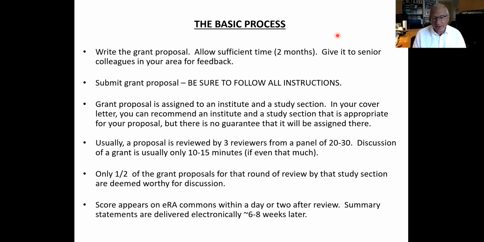There's 2 types of scores that you get. You get a priority score that ranges from 10 to 90, 10 being the best. And this reflects the average score from the study section. So after the grant is discussed, basically everybody votes on a score, okay? And that's done privately, and then those scores are averaged, and that's your priority score.